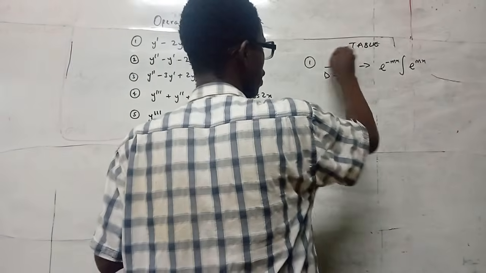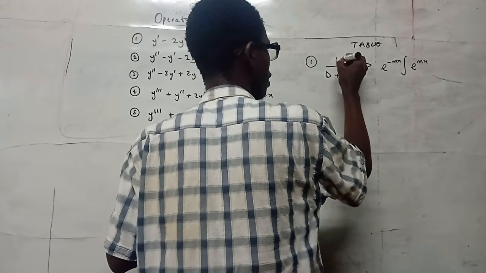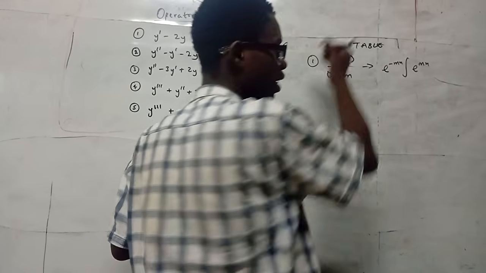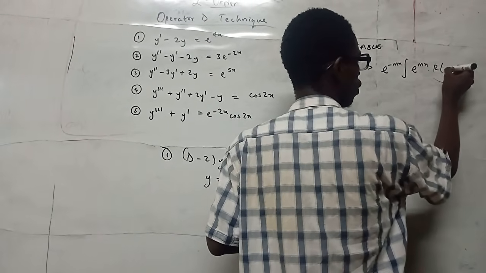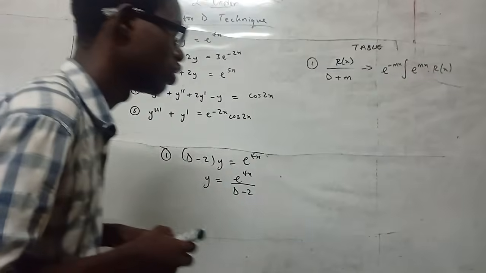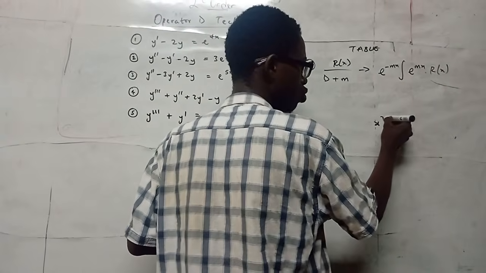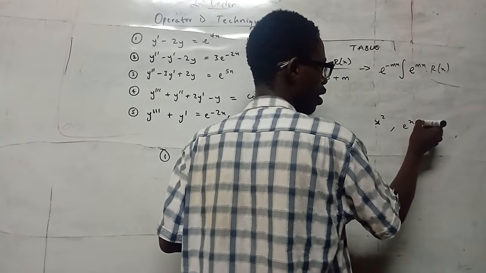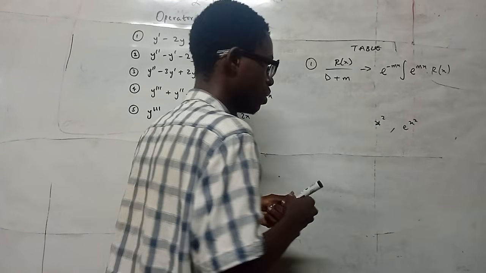You can actually use anything here. It can be any r of x, then times your r of x. It can be any function. It can be an exponential function. It can be x squared. It can be e raised to power x squared. It can be anything.